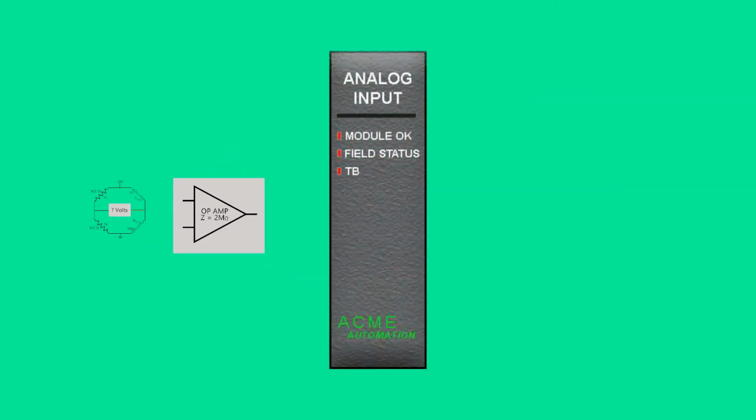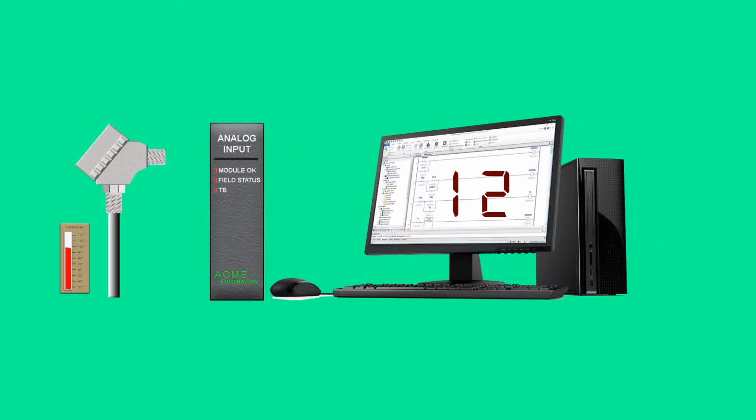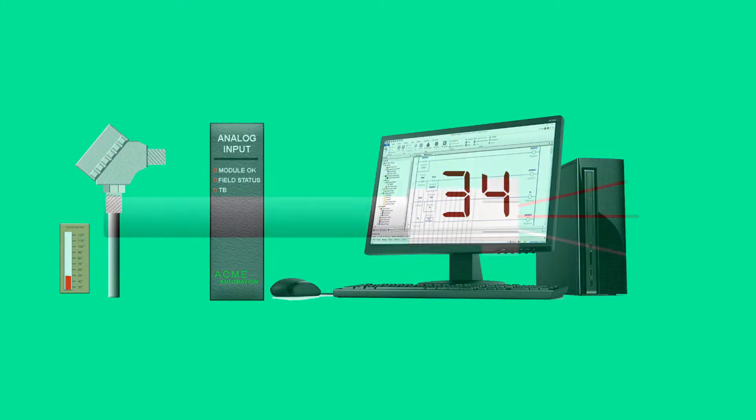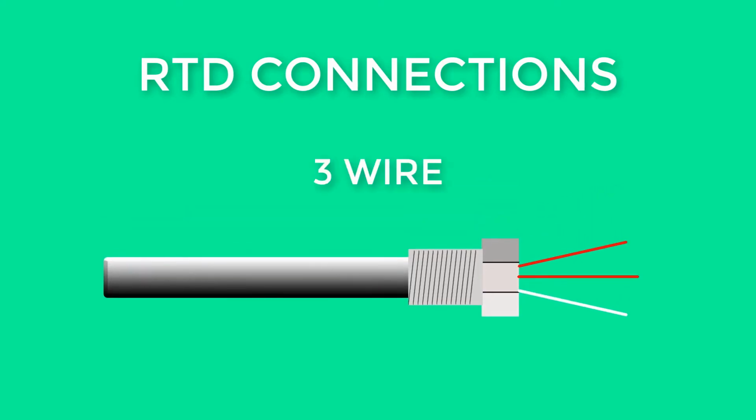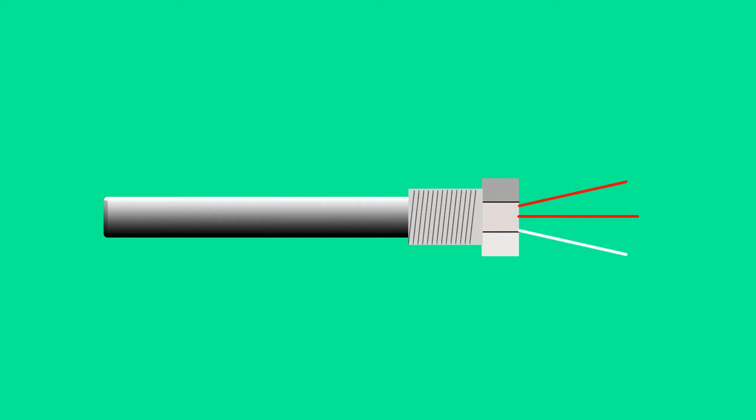This digital information is used by the PLC software for programming temperature control and temperature monitoring. The most common RTD has 3 connecting conductors. 2 red conductors and 1 white conductor. Although there are 2-wire and 4-wire RTDs, the 3-wire is the most common.